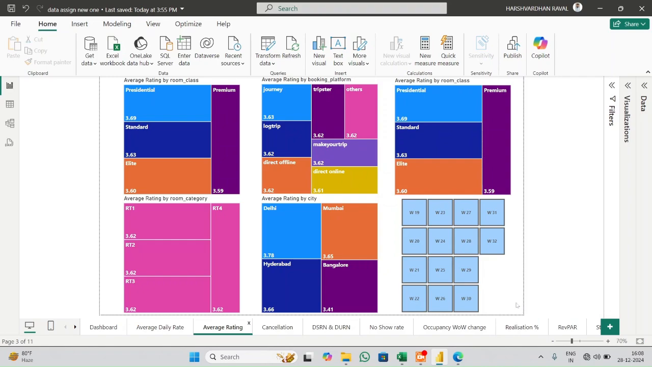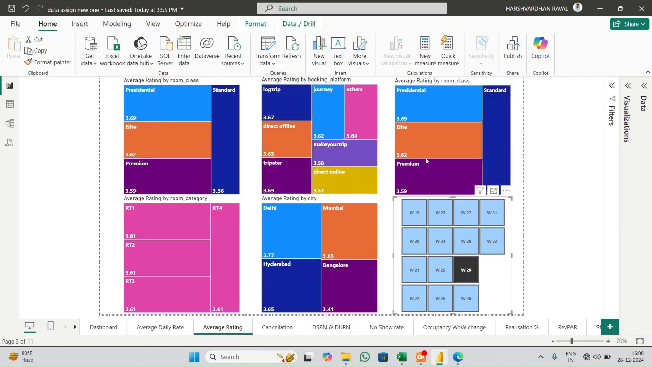So I want to check in week 29 in the premium category of room class what was the average rating. So I will click room 29. As you can see, as soon as I clicked here, the graph changed. Premium is having 3.59. Here Hyderabad is 3.65 in week 29 particularly.